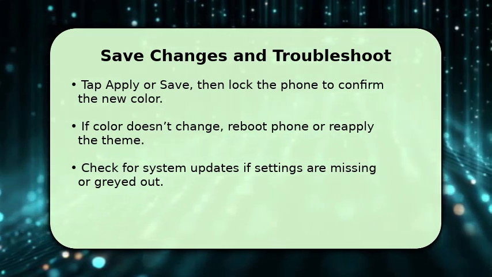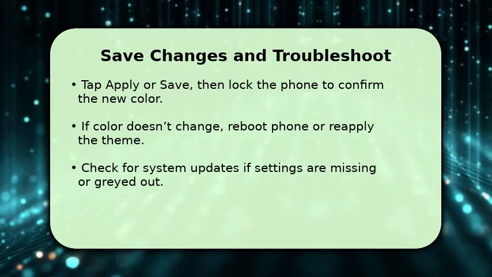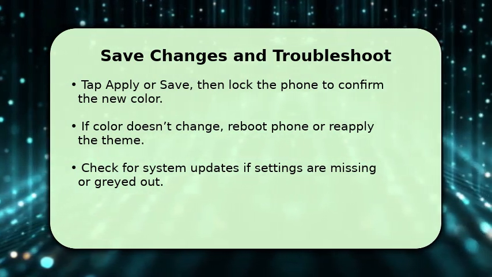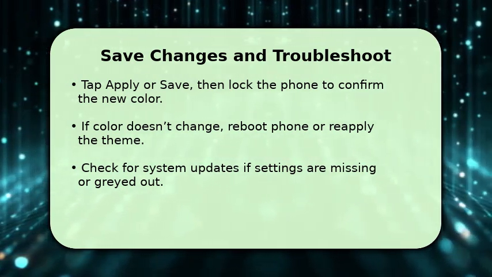If options are missing or grayed out, check for a system update or reinstall the Themes app. These steps resolve most permission and compatibility glitches.